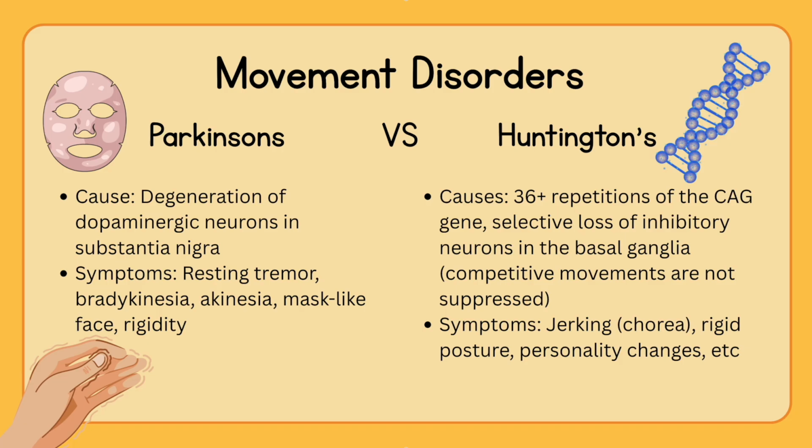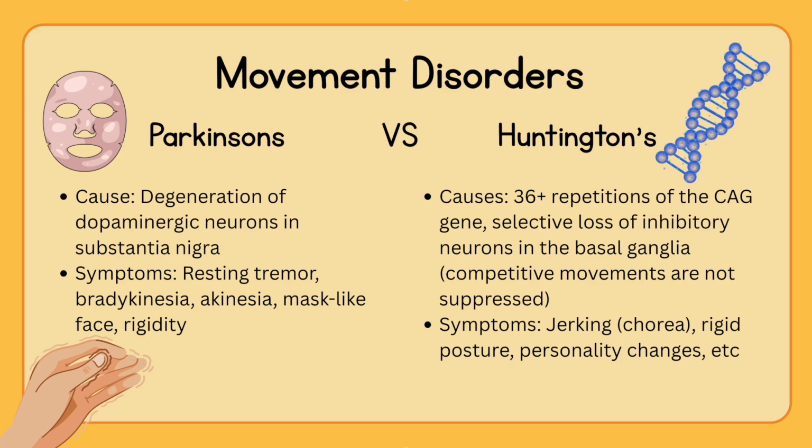The substantia nigra is a part of the basal ganglia that produces dopamine. And in Parkinson's disease, those neurons are weakened and most of them die. So the symptoms of that include resting tremor. So when a person is just resting, they're not doing anything physical, they will still have that shaking movement. Bradykinesia, which is just slow movement. Akinesia, which is no movement. And then a mask-like face.